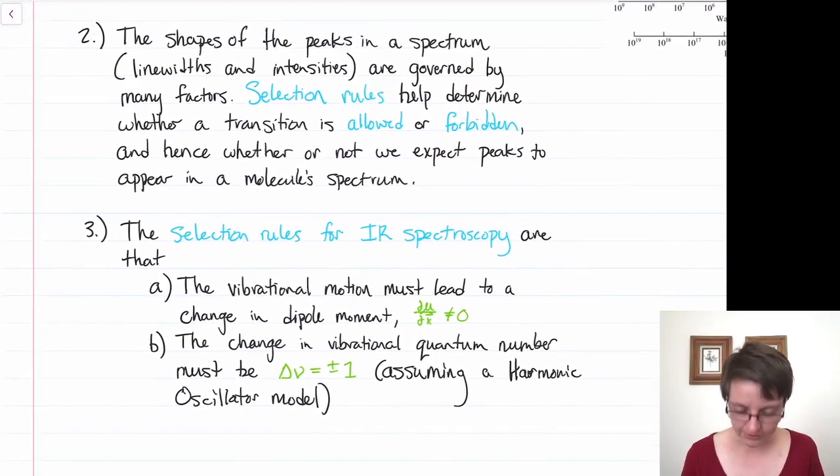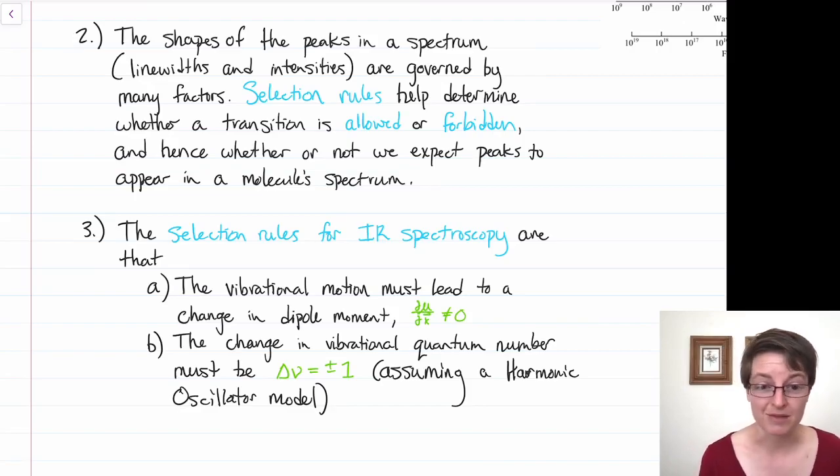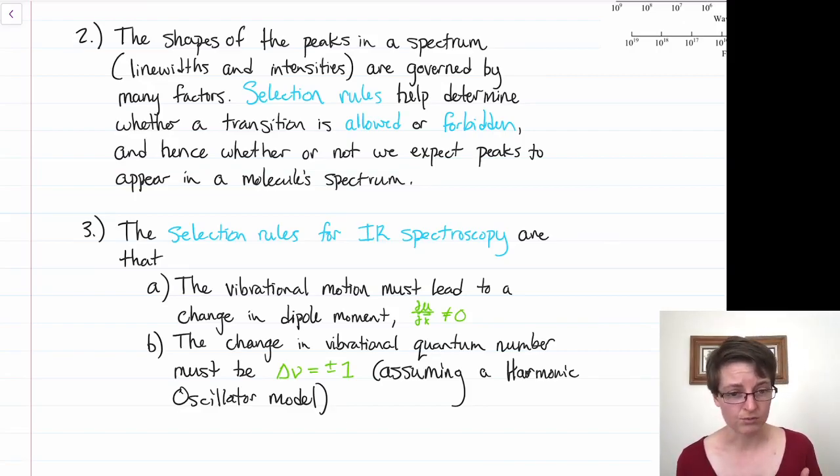And then last but not least, our third takeaway for today is that because we are currently focused on vibrational spectroscopy, I introduced to us the selection rules associated with IR spectroscopy. Our two selection rules, both of which have to be met in order for a transition to be observed, is first of all, that the vibrational motion must lead to a change in the dipole moment of a molecule as the motion occurs. And secondly, that the change in the vibrational quantum number has to either grow by 1 or shrink by 1 in order for the transition to be allowed.